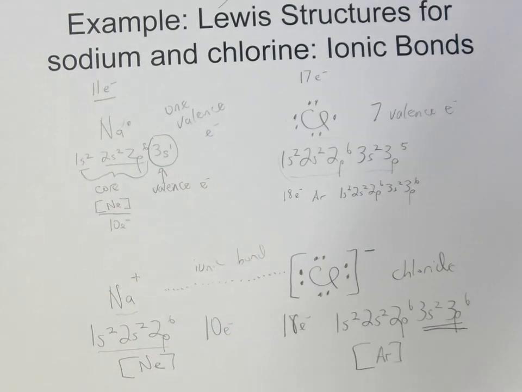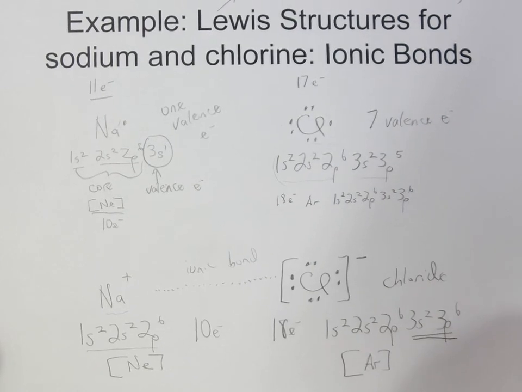So if you look at any atom and count up the number of valence electrons, you can figure out how many bonds it would be likely to form by comparing it to a noble gas and seeing if either gaining a few electrons or losing a few electrons would get it to the same number of electrons as a noble gas. That's what it's more likely to do.